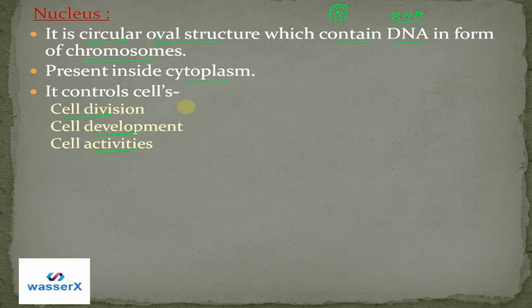The nucleus will decide when and at what rate the cell will divide, how the cell will develop, and when the cell has to perform which function, like if the cell has to produce an enzyme, if the cell has to produce a protein, and all other functions of the cell are controlled by the nucleus.